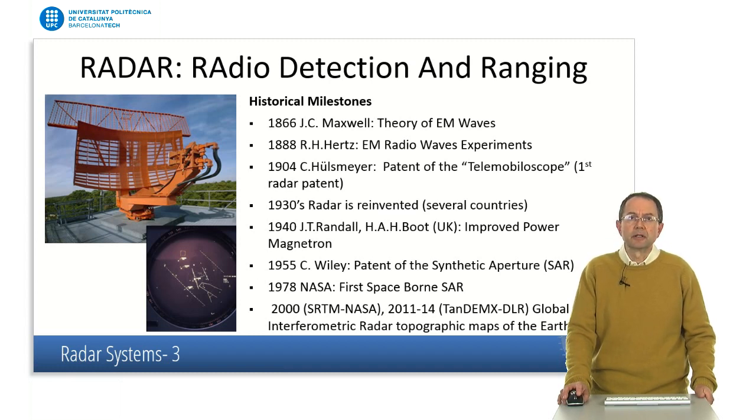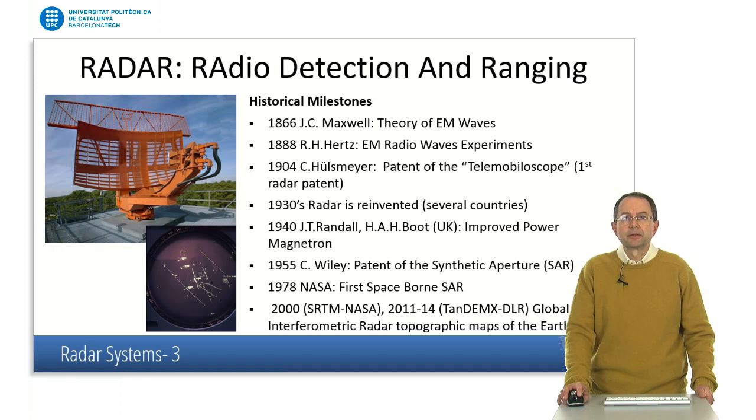Just as a way to introduce a few historical milestones of the radar development. Actually, Maxwell introduced the theory of electromagnetic waves, which was verified later on by Hertz. And in his experiments, Rudolf Hertz was actually observing the interaction of electromagnetic waves with objects. Some years later, at the beginning of the 20th century, Christian Hulsmeyer presented the first pattern of what we can consider a radar. At this time, it was called a telemobiloscope.